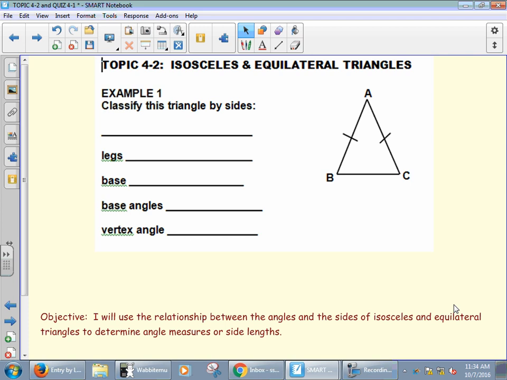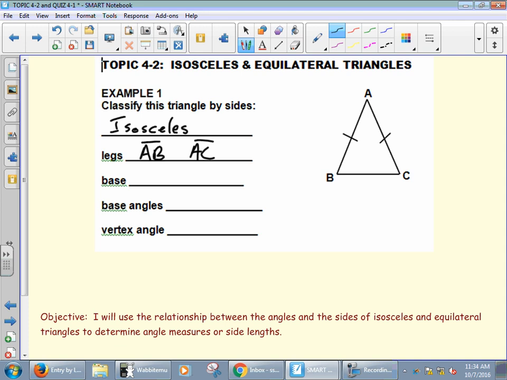Okay, now, so if I'm going to classify this one right here by sides, this is what? Isosceles. Okay? Because I don't have any angle measures or anything like that. Now, in a triangle, you have legs and you have bases. Okay? You have two legs, and those are the two that are congruent. So what are the two legs in this example? AB and AC.